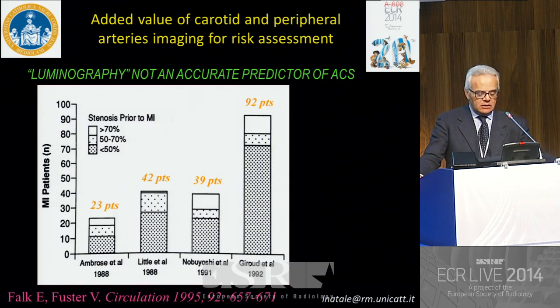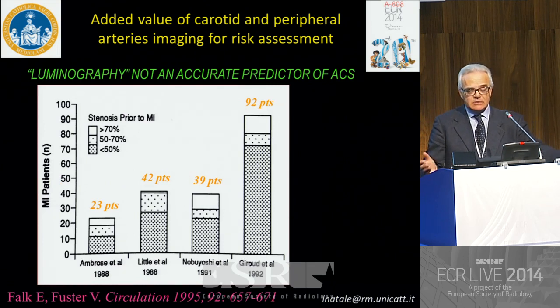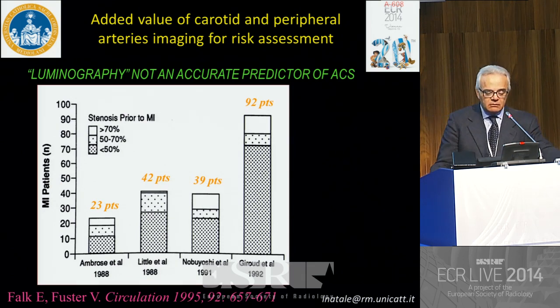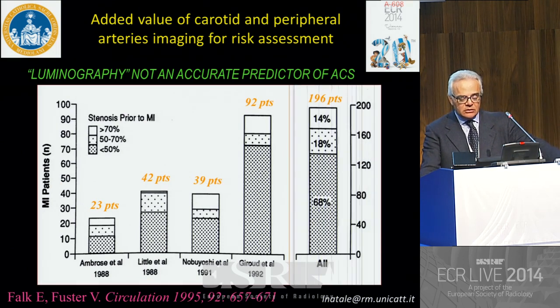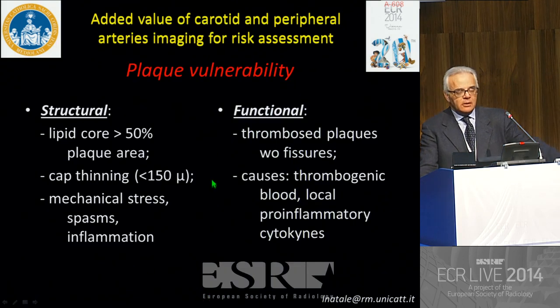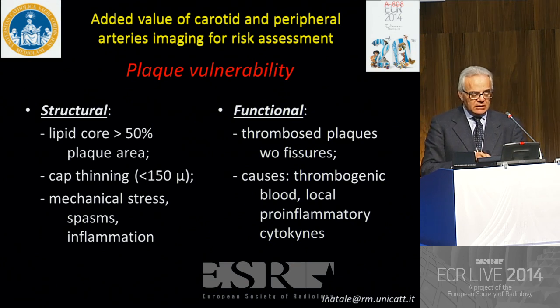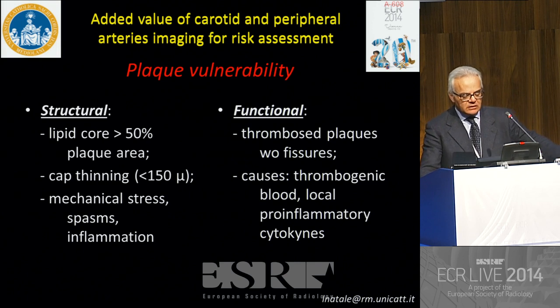You have already seen this slide: it has been demonstrated in the coronary district as well as in other districts that the larger amount of acute coronary syndromes occur in patients without significant stenosis, less than 70%. So we need to look for markers of vulnerability or plaque instability. And we know that there are structural and functional markers allowing this assessment.